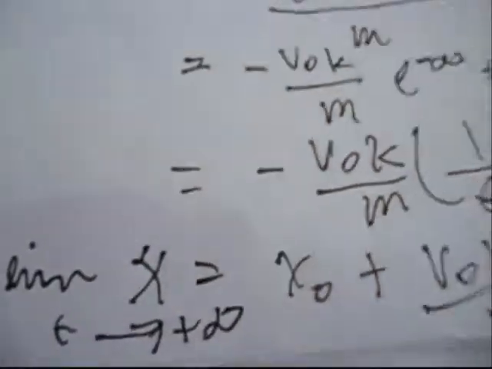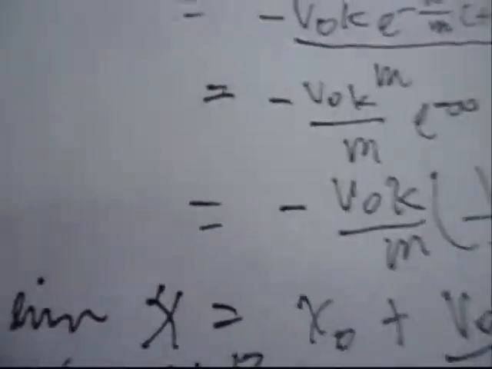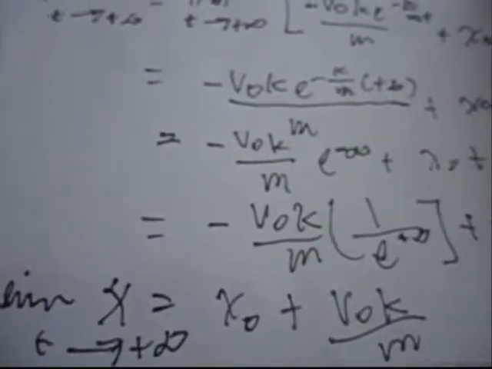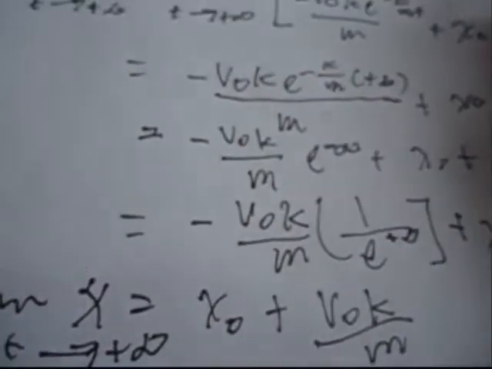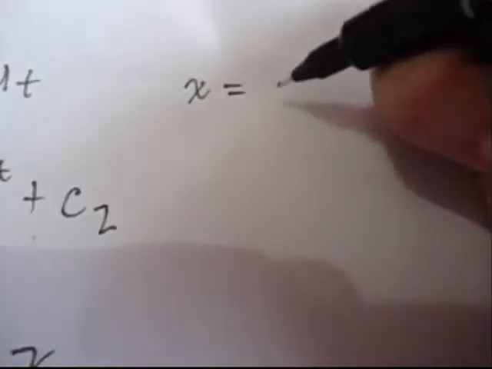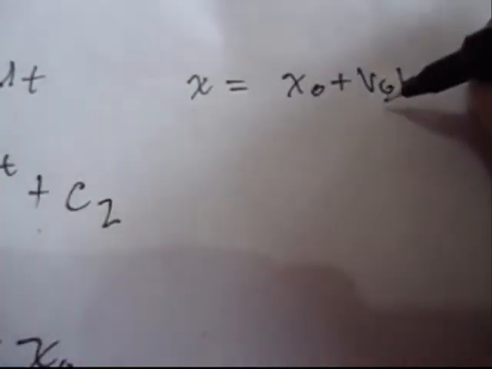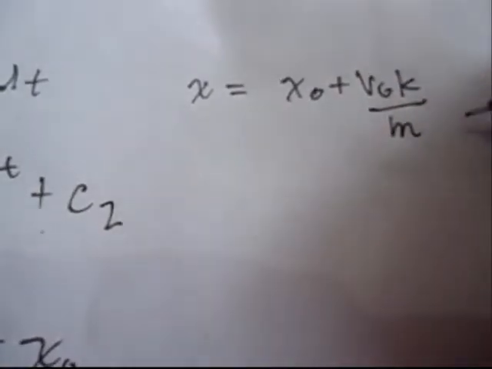So our final answer here is the limit of x as t approaches infinity, which is x sub o plus v sub o m over k. So our final answer is x is equal to x sub o plus v sub o m over k, which is the limiting position.